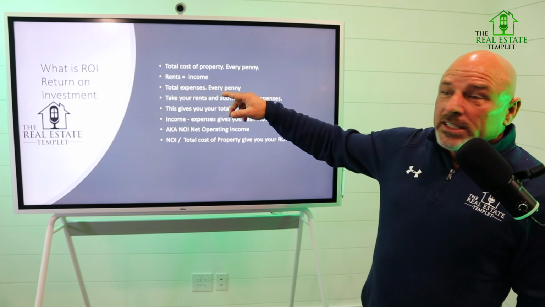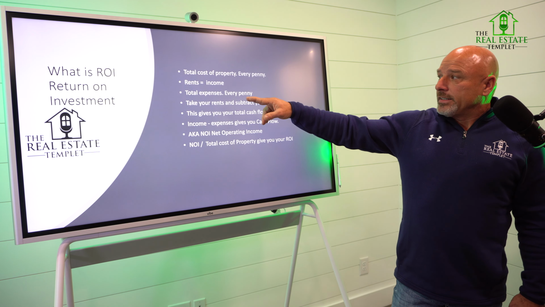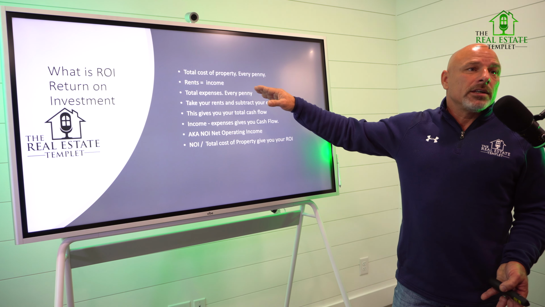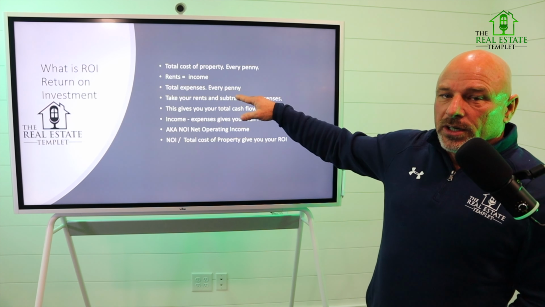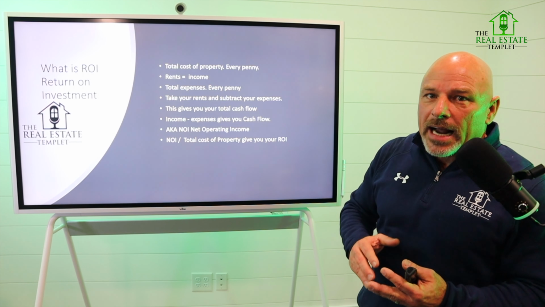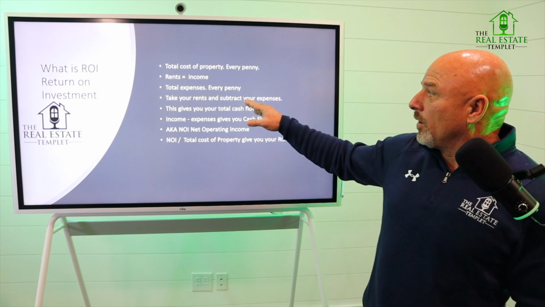So your return on investment is the total cost of your property, every single penny of it, your rents, which equals your income. So you collected $12,000 this year, $1,000 a month. That's going to be your rents. Your total expenses on that property: you're going to take everything that you have as an expense, your insurance and your taxes, everything you pay for on that property.